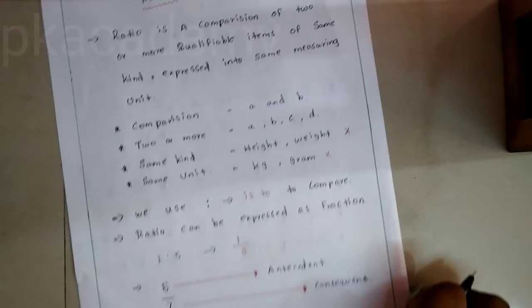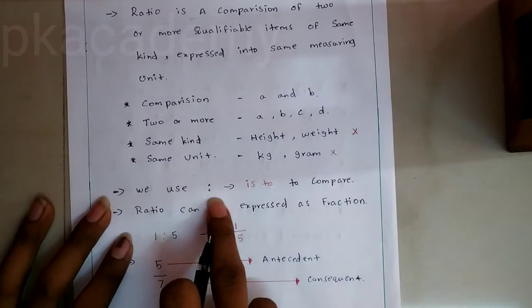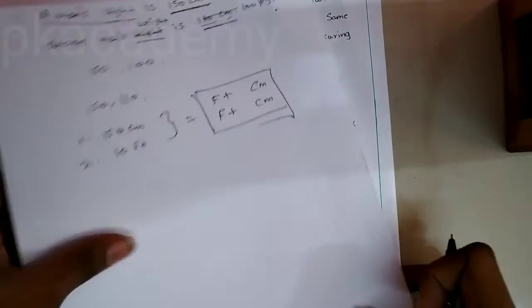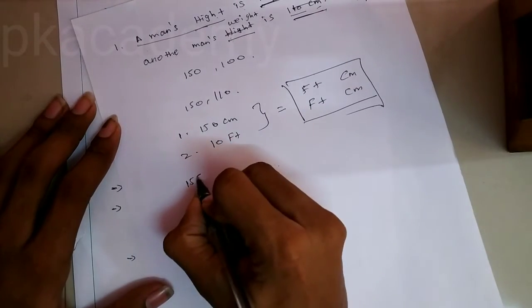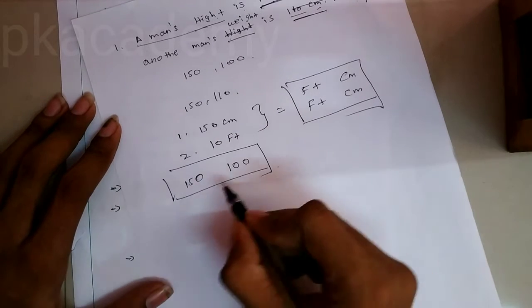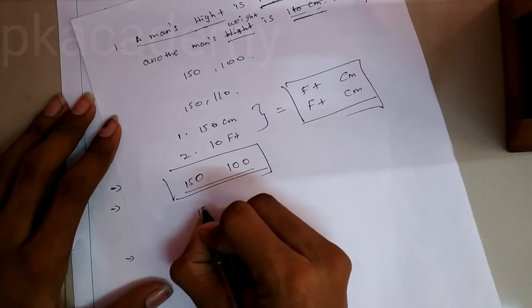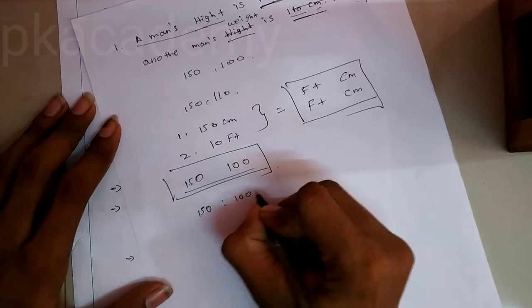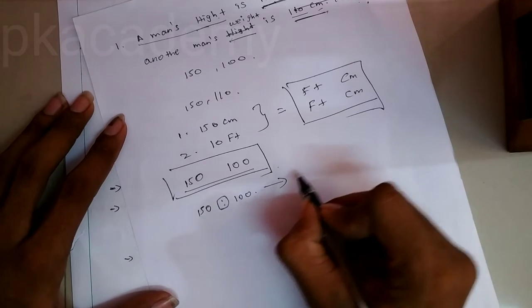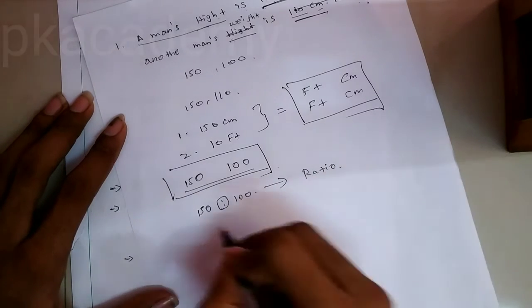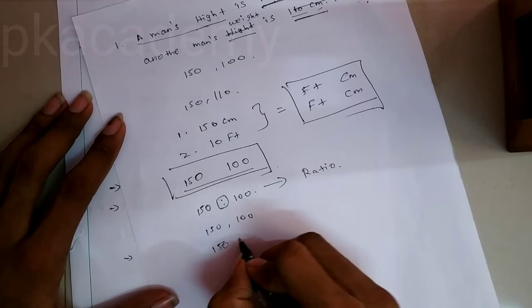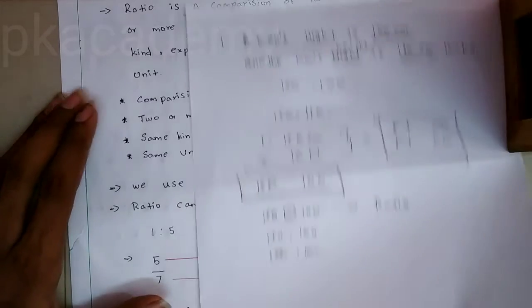Okay, the second point is we use this symbol. The symbol is used to compare. For example, here we are comparing 150 centimeter and 100 centimeter. If we write it as a ratio, we have to write it as 150 is to 100. This symbol is called "is to". Then only it becomes a ratio. So writing 150 100 is wrong. We have to write it as 150 is to 100. Then only it becomes a ratio.